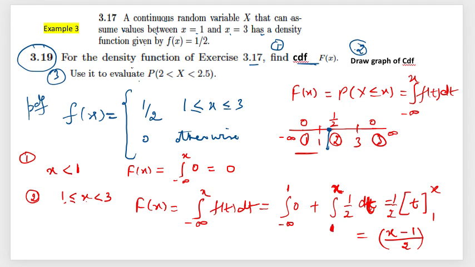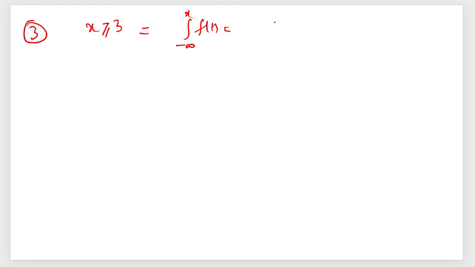What about the third interval? In the third interval, when x is greater than or equal to 3, I'll take minus infinity to x of f(t). We integrate from 0 to 1 and 1 to 3, meaning from 0 to 3 we are going to integrate. From minus infinity to 1 there is a function, from 1 to 3 I'll use the function dx by 2, plus 3 to x.